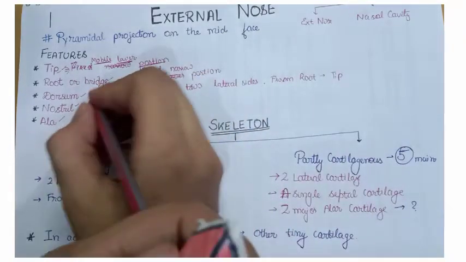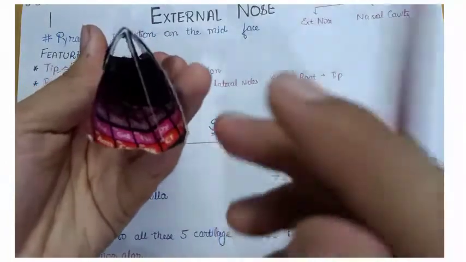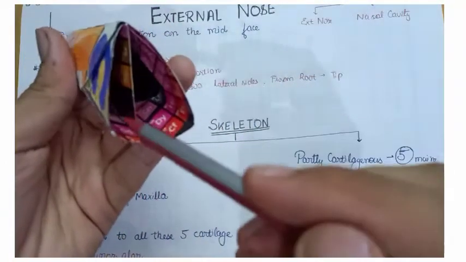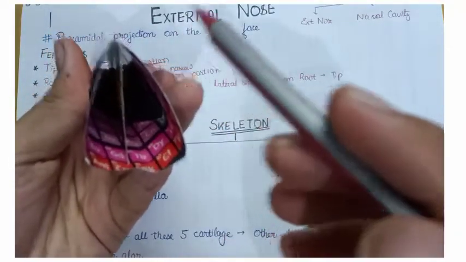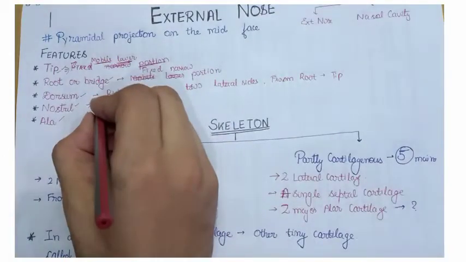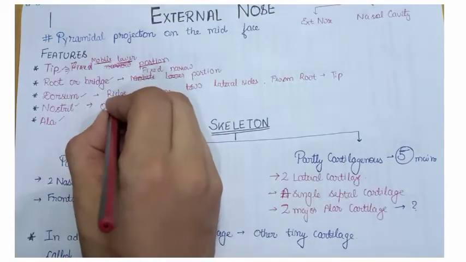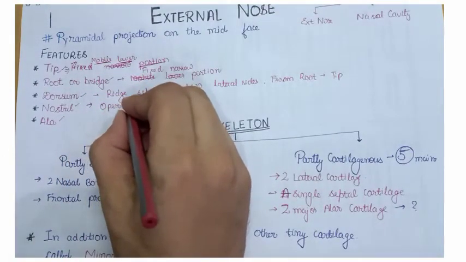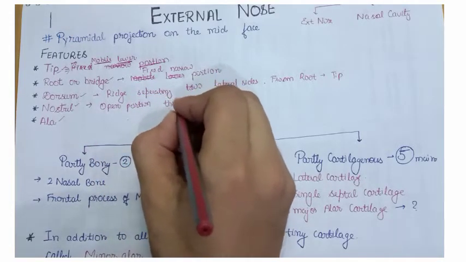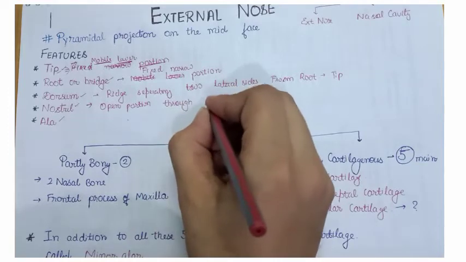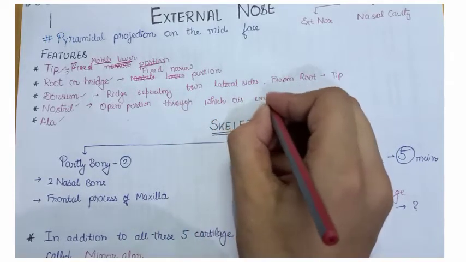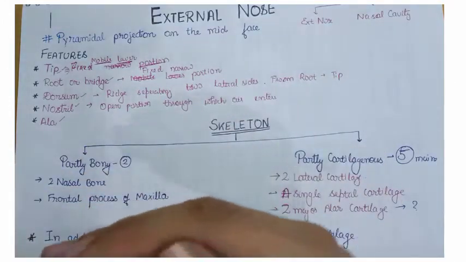And what are these nostrils? The two spaces from which the air enters your nasal cavity are nothing but the nostrils. So the nostrils are the open portions through which air enters the nose.